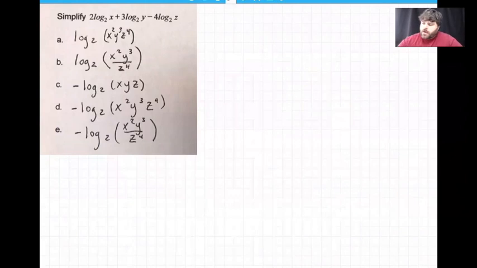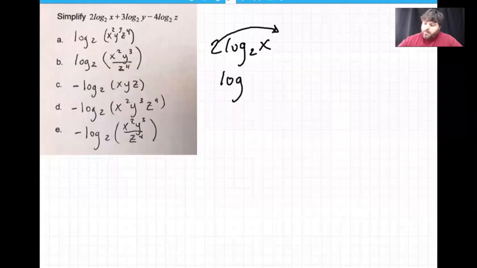So here we go. So first thing I would do is I would write 2 log base 2 of x. I would move this up top. So I would call this log base 2 of x squared. Remember that rule? With logarithms, you're allowed to move the number up top to the exponent or move it down out front. It's allowed to move between those 2 things.